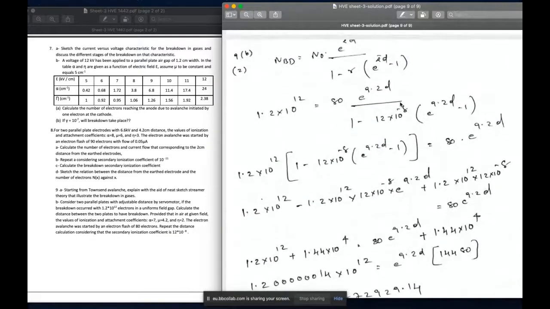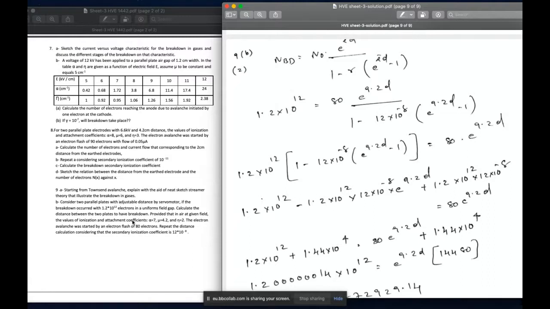Now coming to the ninth question, starting from the Townsend avalanche, explain with the aid of a neat sketch the streamer theory. Please refer to your theory lecture for this explanation. What is the streamer theory?